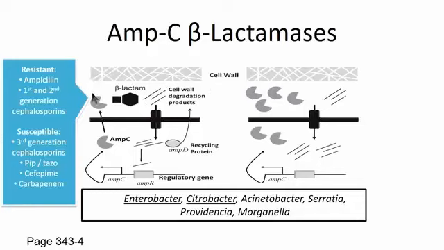And what that means is, from birth, all of them are going to be resistant to ampicillin, first and second generation cephalosporins. However, they will retain susceptibility to third generation cephalosporins, piptazo, cefepime, and carbapenems. So by inducible, essentially what happens is, in the presence of beta-lactam, you're degrading the cell wall. In a normal bacteria, these cell walls are actually chewed up by this recycling protein called AmpD. When it overwhelms the system, it turns on this regulatory gene, and it produces the AmpC beta-lactamase.